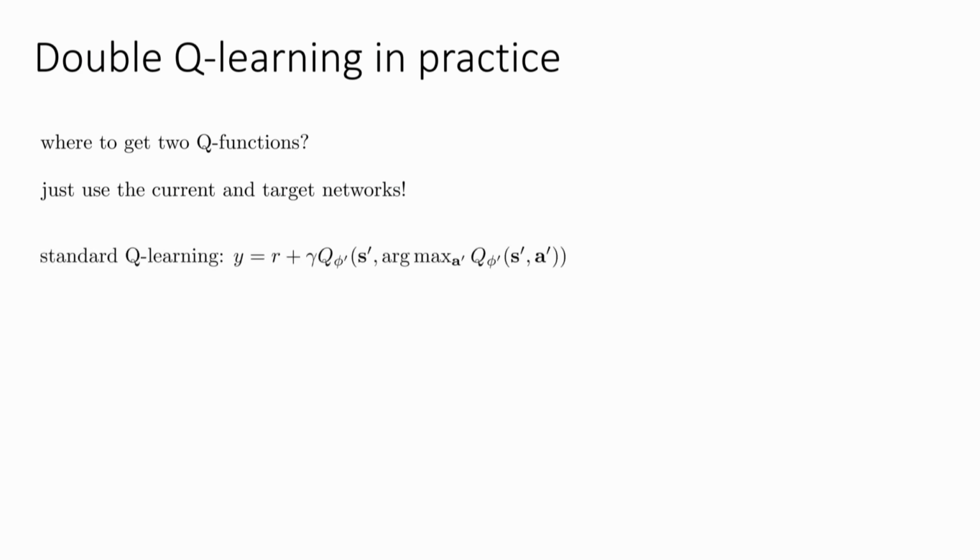Before, you had your standard Q-learning where you plug in Q phi prime and then the argmax with respect to Q phi prime. Now just change that phi prime to phi. So you can actually implement double Q-learning just by modifying your target value calculation in one very, very small way, which is to remove that phi prime and replace it with phi. So now you take the argmax with respect to the current network, but then plug it into your target network to get the actual numerical value.